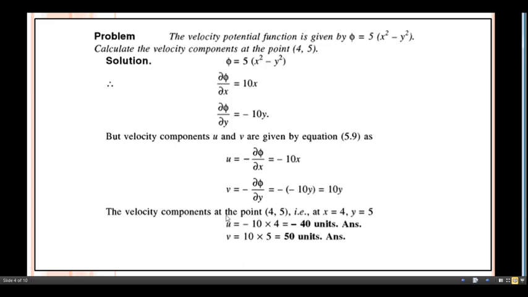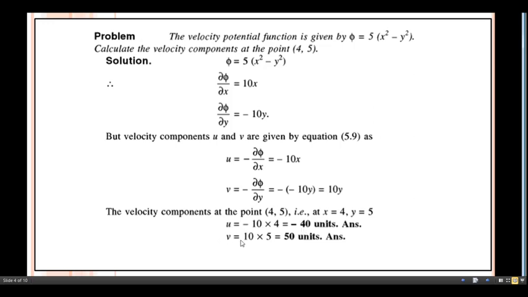The velocity components at the point (4, 5), that is at x equals 4 and y equals 5. So what do we get here? u equals minus 10x. What about this x? x is nothing but 4, the coordinate along the x direction. So u equals minus 10 multiplied by 4 equals minus 40 units.